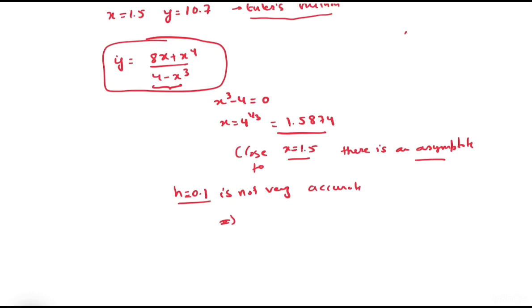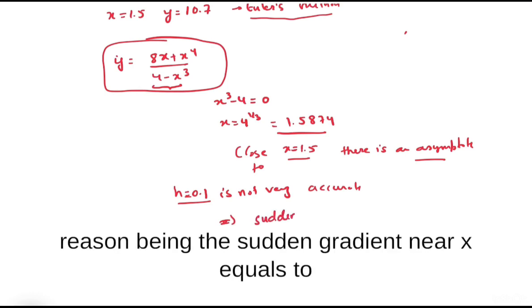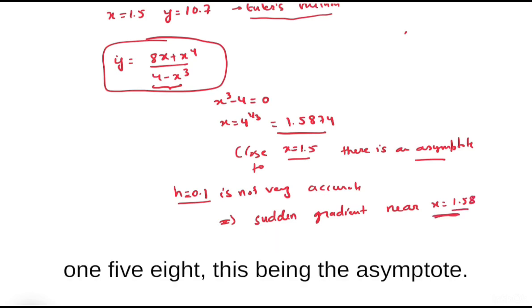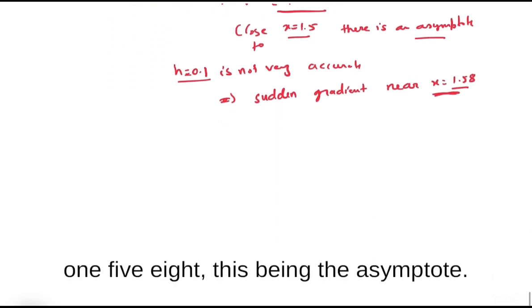the reason being the sudden gradient near x equals 1.58, this being the asymptote.